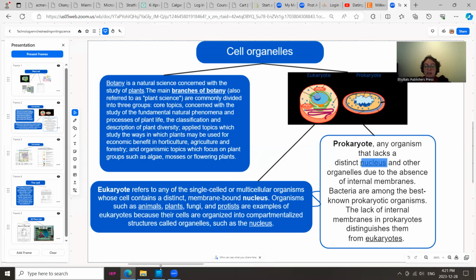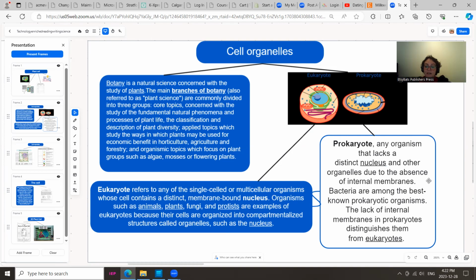Eukaryote refers to any of the single-celled or multicellular organisms whose cell contains a distinct membrane-bound nucleus. Organisms such as animals, plants, fungi, and protists are examples of eukaryotes because their cells are organized into compartmentalized structures called organelles, such as the nucleus.